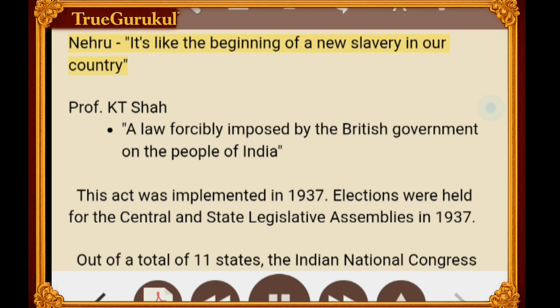Nehru said it was like the beginning of a new slavery in our country. Prof. K.T. Shah called it a law forcibly imposed by the British government on the people of India. This act was implemented in 1937. Elections were held for the central and state legislative assemblies in 1937.